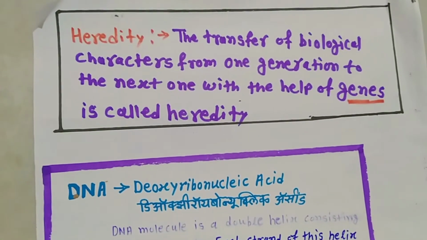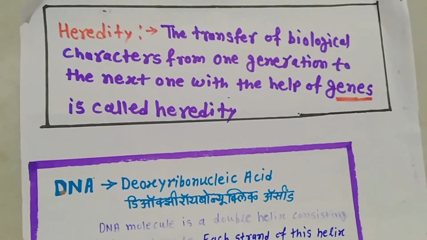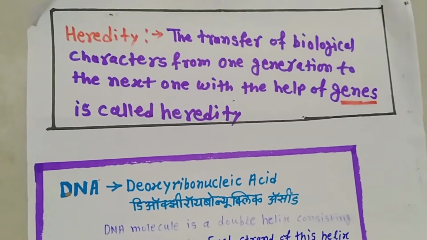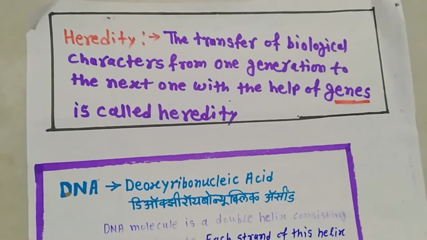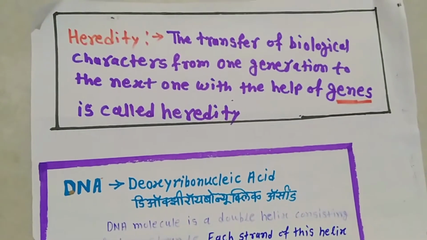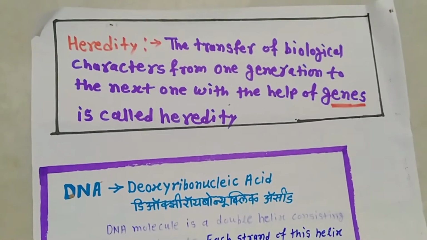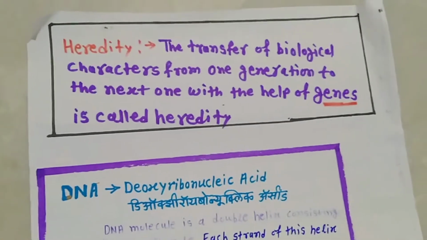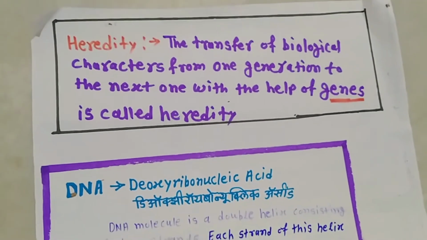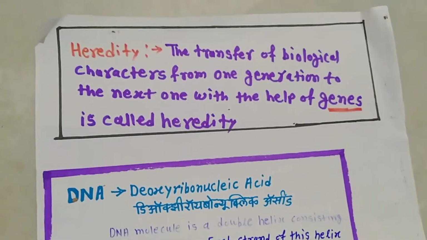Different plants and different animals have various numbers of chromosomes. You may see in this chart the number of chromosomes in different plants and different animals.